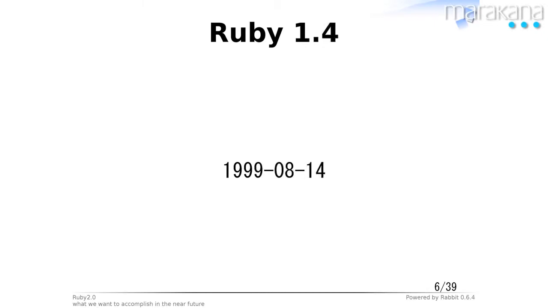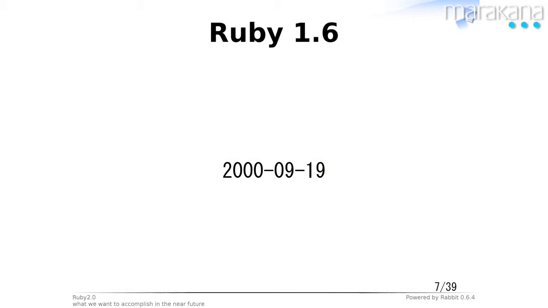Maybe you don't know that, but in the middle of August, we Japanese have some kind of small holiday season. It's called Obon, which is rooted in some kind of Buddhist tradition. I don't know. I'm a Christian, though, but I enjoy holidays anyway. So I released Ruby 1.4 in the summer holidays in Japan.